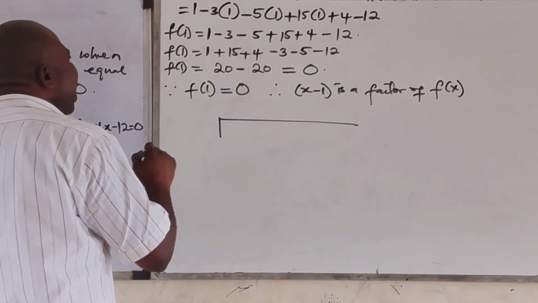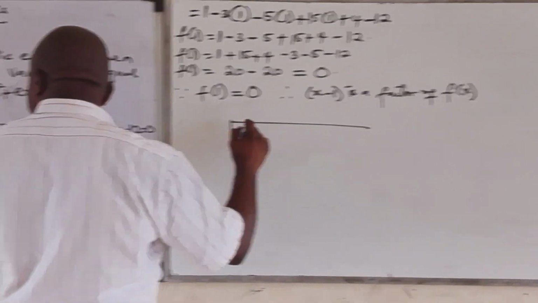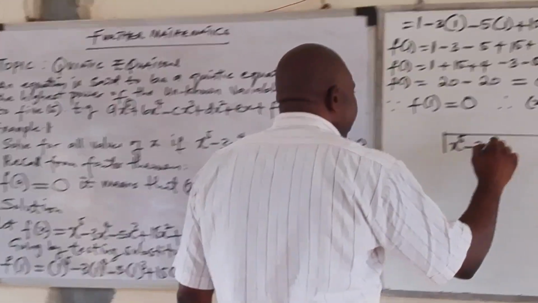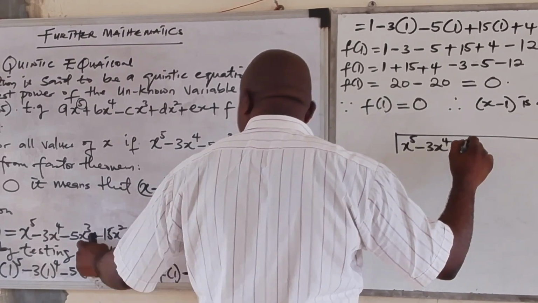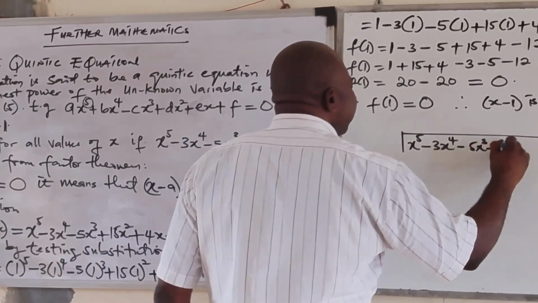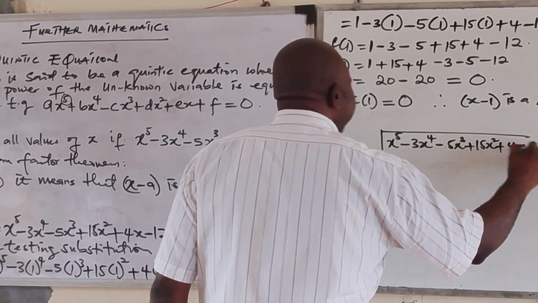Yes. So here we have f(x), the value of f(x): x^5 - 3x^4 - 5x^3 + 15x^2 + 4x.